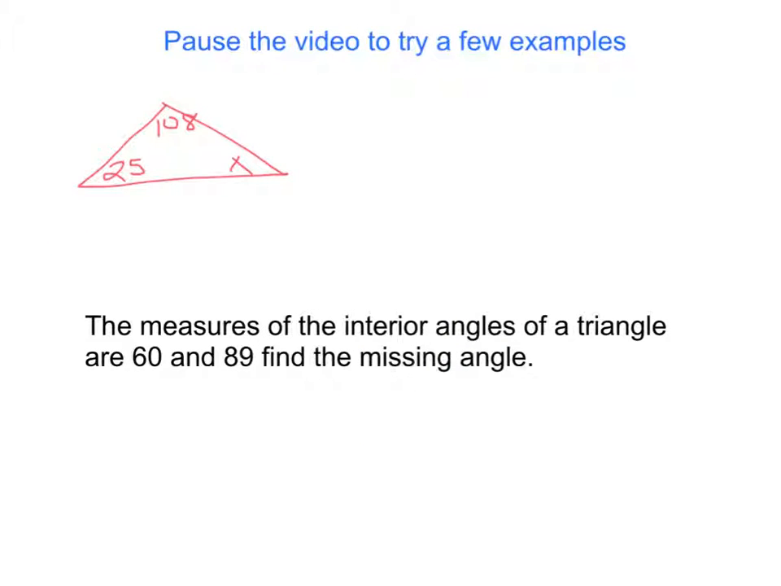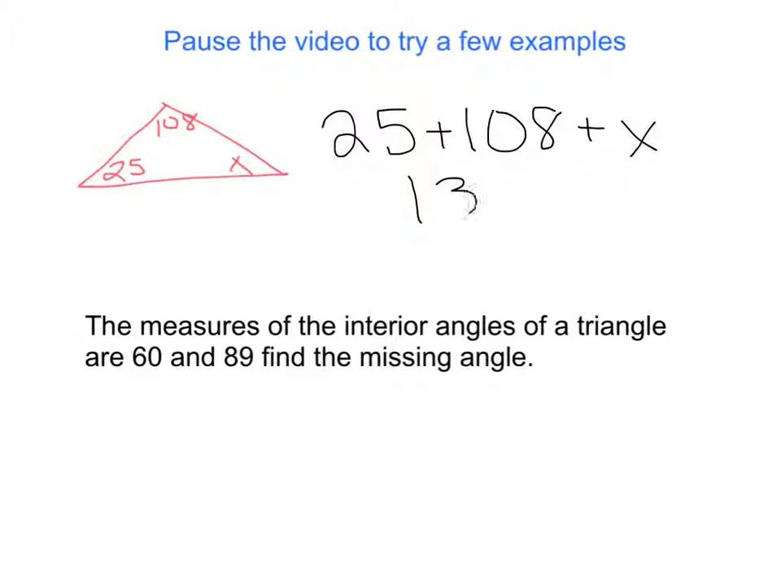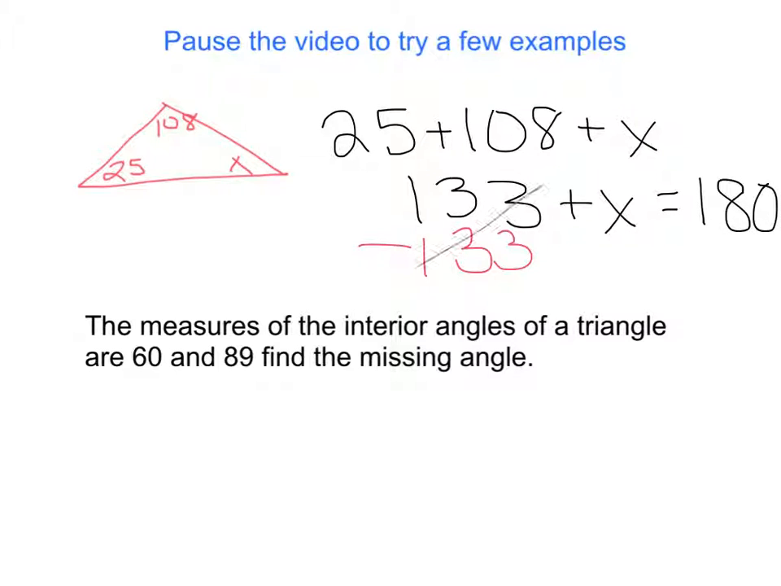Pause the video to try a few examples. For the first example, we have that the triangle is 25 and 108. So you would add 25 plus 108 plus x. When we add 108 plus 25, we get 133 plus x equals 180. And so you subtract 133 from both sides, and we get that x equals 47 degrees.